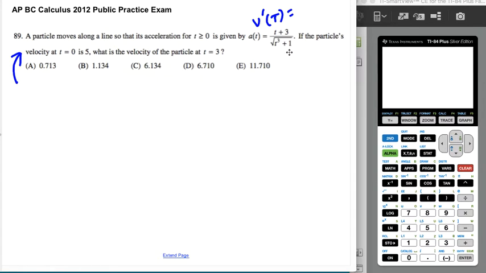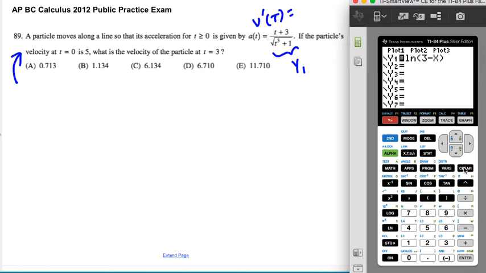So I'm going to go ahead and put this thing in as my y1, right? So let's go to y equals. So I'm going to put in parentheses x plus 3, right, divided by, and then the square root of x to the third plus a 1. Close the root, and then we're good, right? Okay, so that's my y1, right?